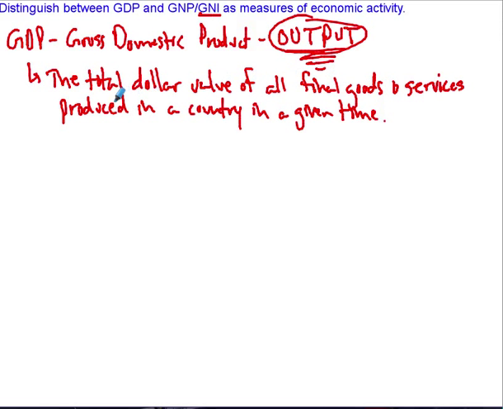All right, and so it's the total dollar value. We're measuring this in dollars. So when you hear what is GDP, we're not talking about units of things produced or anything. We're just talking about the dollar value of everything that has been produced. So it's the total dollar value of all final goods and services.